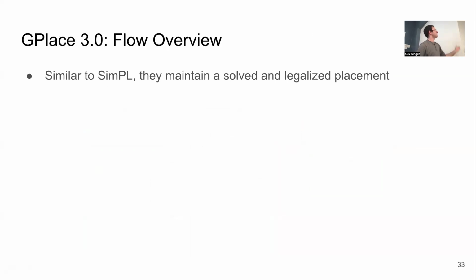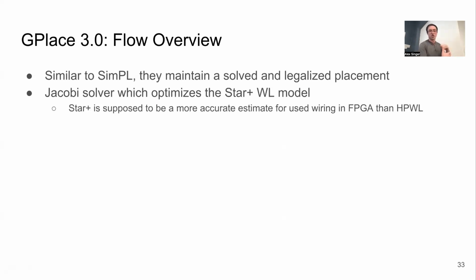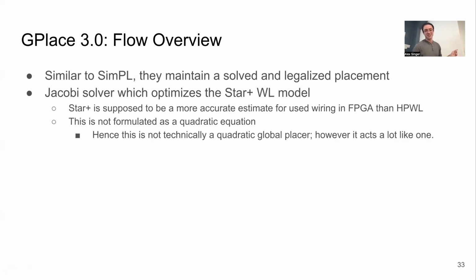As a brief summary, it's similar to SimPL. They maintain a solved and legalized placement. They use what they call a Jacobi solver. It is conjugate gradient based. It's a little complicated if you read the paper. It optimizes the star plus wire length model. Again, star plus is supposed to be a more accurate estimate for used wiring in an FPGA than HPWL. And it's not formulated as a quadratic equation. Now, I still consider this a quadratic placer, and the reason why is because I'm a if it quacks like a duck, it's a duck kind of person.